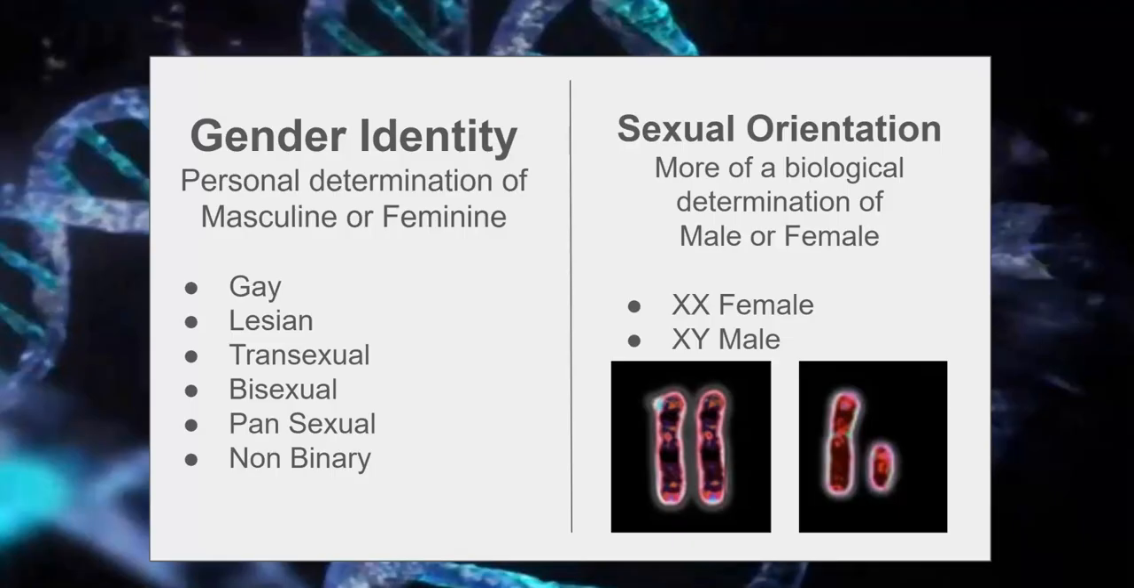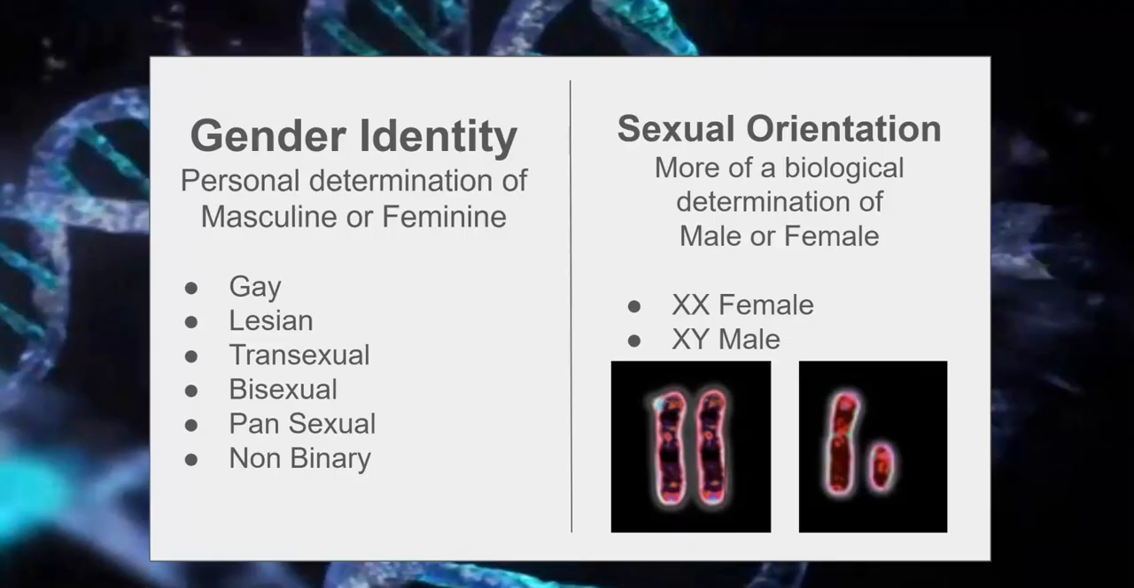So when we look at sexual orientation, it is more of a biological determination of male or female. So either you have the double X chromosome, meaning you're female, or you have the XY chromosome, which means you're male. A lot simpler than when you're looking at gender identity and all the other distinguishing titles that go along with that. So that means sexual orientation is simple, right?